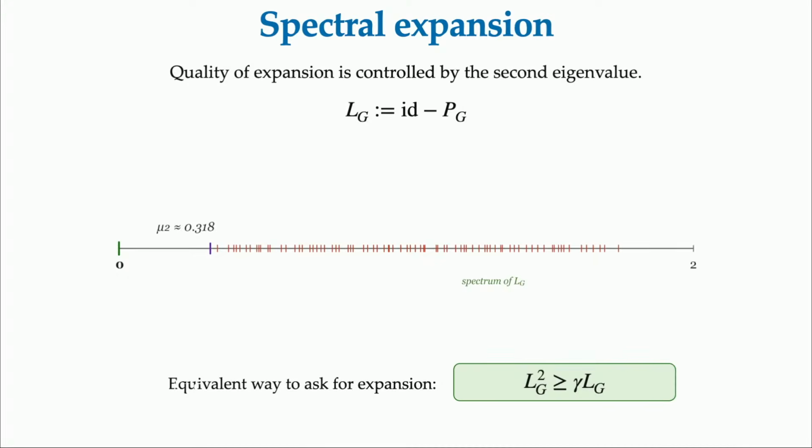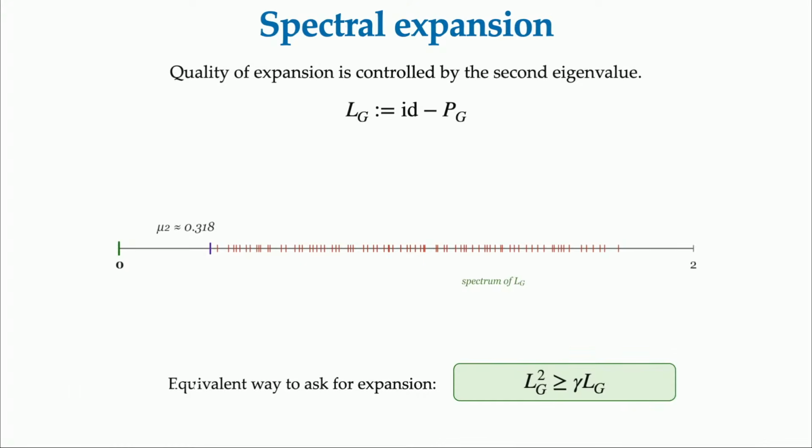The thing that's nice about this is that it gives a way to write expansion as some sort of algebraic inequality, which hints at certain proof techniques we're going to see later. In particular, I can say that a graph is a gamma expander if the square of the Laplacian is always at least gamma times the Laplacian itself in PSD order. The greater than or equal to should have been a PSD greater than or equal to.